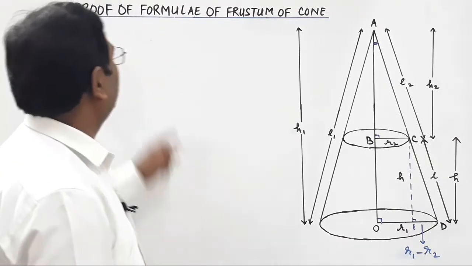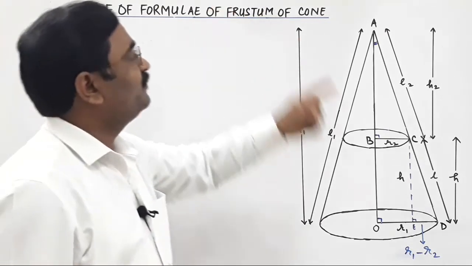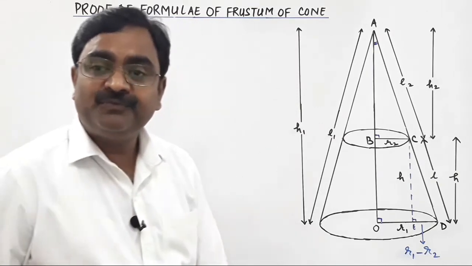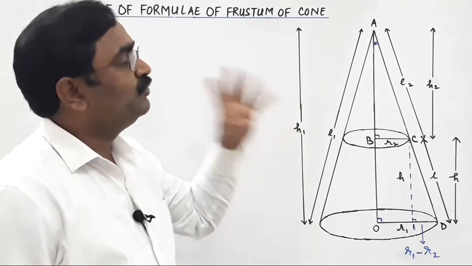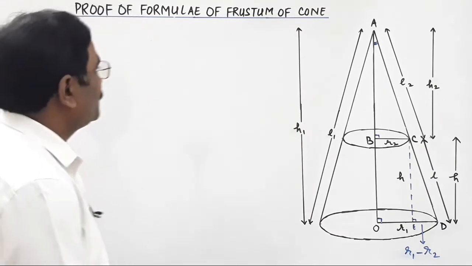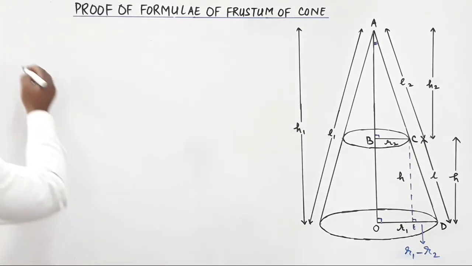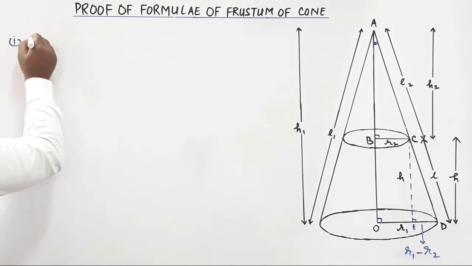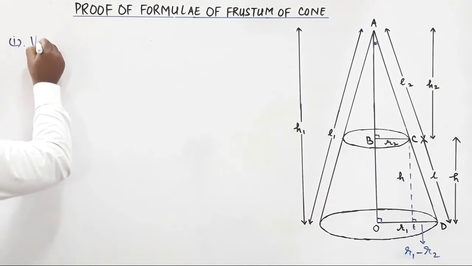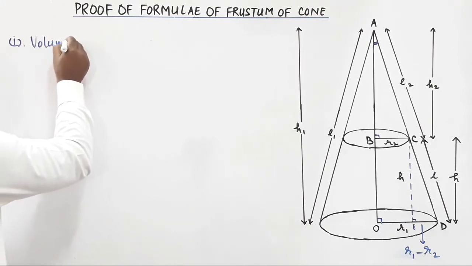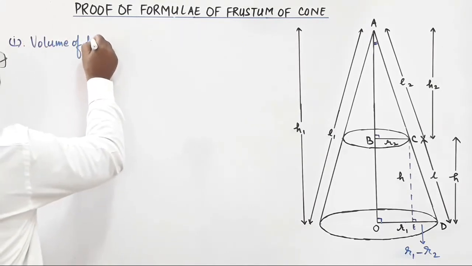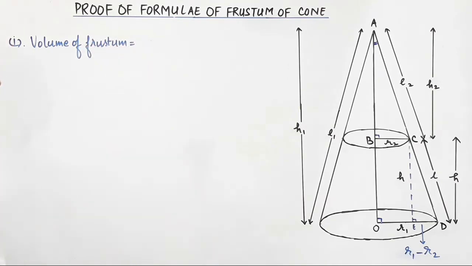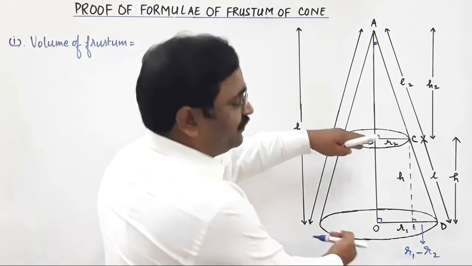हमारा टॉपिक क्या है? Our topic is proof of the formulas of frustum of cone. So now we are going to prove the first formula, which is the volume of frustum, right? So let us find the volume of this frustum. First part we are going to start. So the volume of frustum is equal to what? इस frustum का हमें volume find करना है.